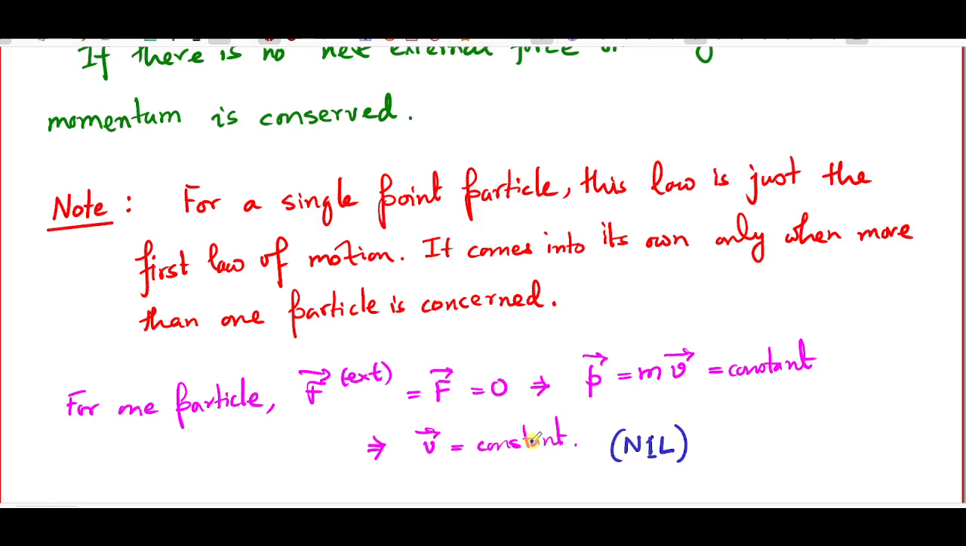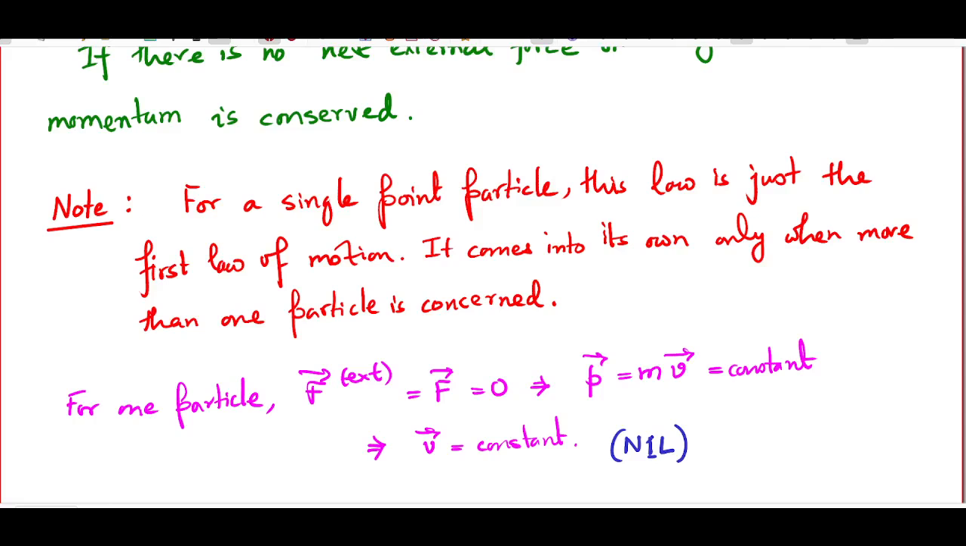A point particle on which no external force acts maintains a constant velocity, stays at rest if it were initially at rest, or moves with uniform speed along a straight line. The law of conservation of momentum really comes into its own and acquires a huge deal of importance if more than one particle is involved.